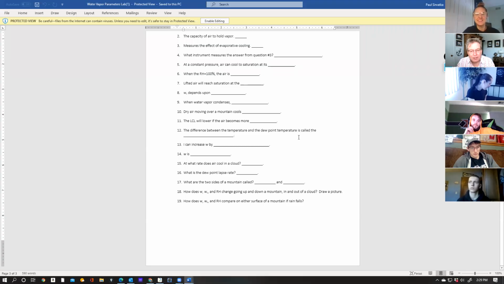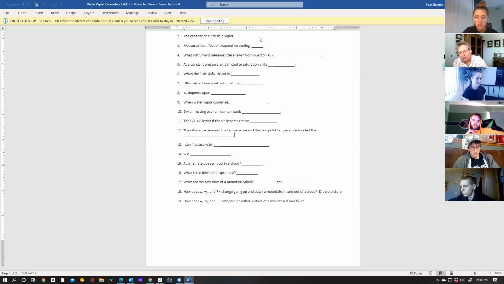All right, number 15. At what rate does air cool in a cloud? Is it wet adiabatically? And how much is the wet adiabatic lapse rate? Less than 10. Thank you, less than 10. And then the next one is, what is the dew point lapse rate? 2 degrees Celsius per kilometer. Okay, you would probably put 2 degrees Celsius per kilometer. That's only true if it's dry.